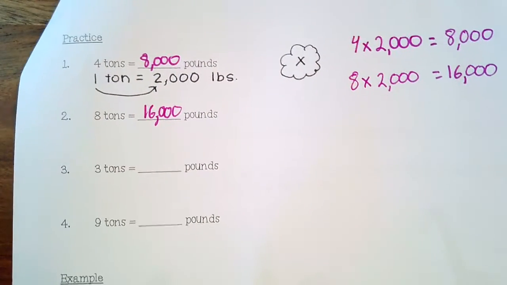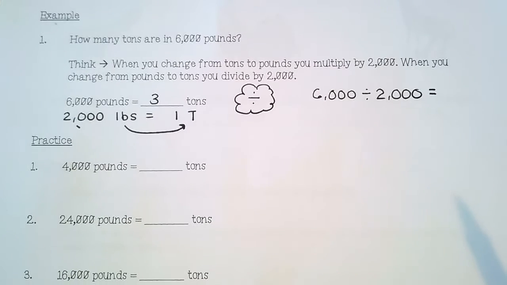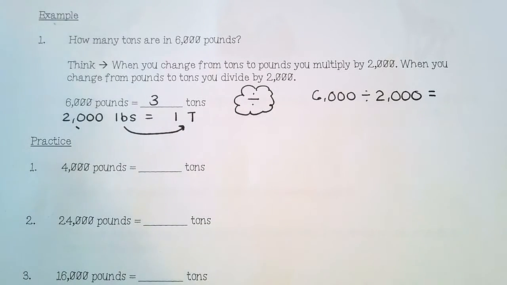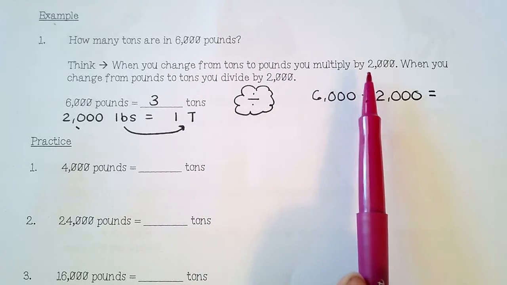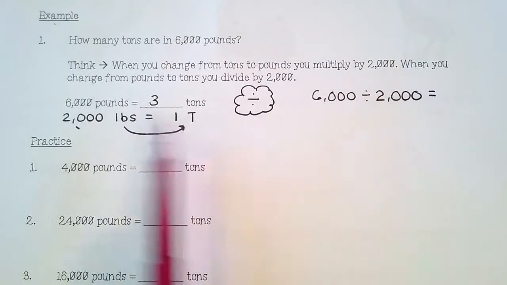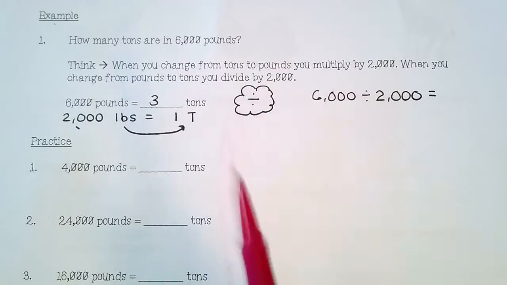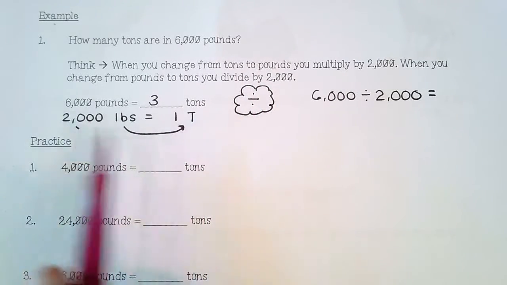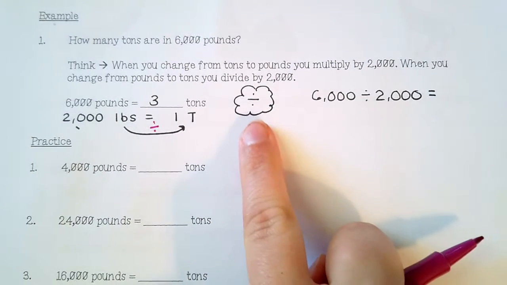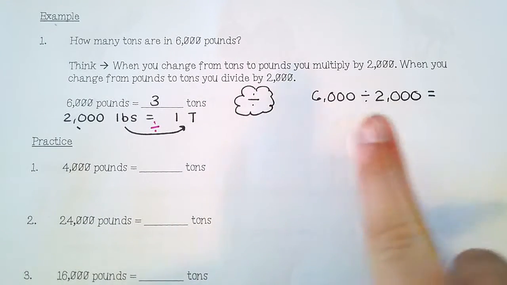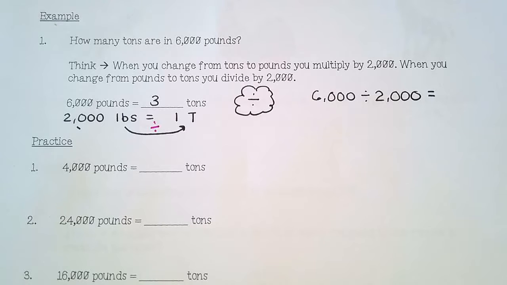All right. Then we're moving down to our next example, which is turning pounds to tons. So this is how many tons are in 6,000 pounds. So you're going to think to yourself, when you change from tons to pounds, you're going to be multiplying. That's what we just did. But when you change from pounds to tons, you divide. Again, when it's a bigger number going to smaller, 2,000 pounds equal to 1 ton, you are dividing, okay? So it becomes 6,000 divided by 2,000.